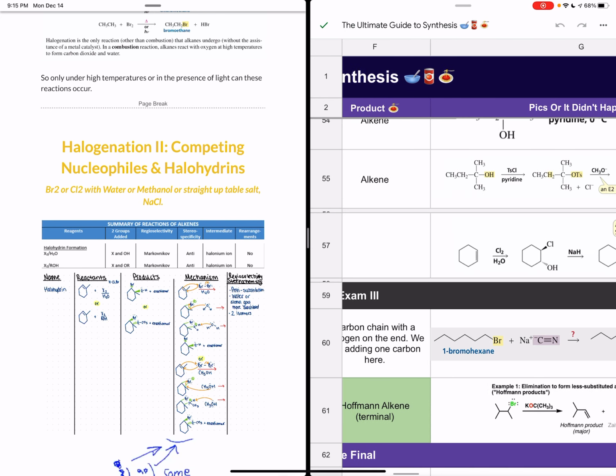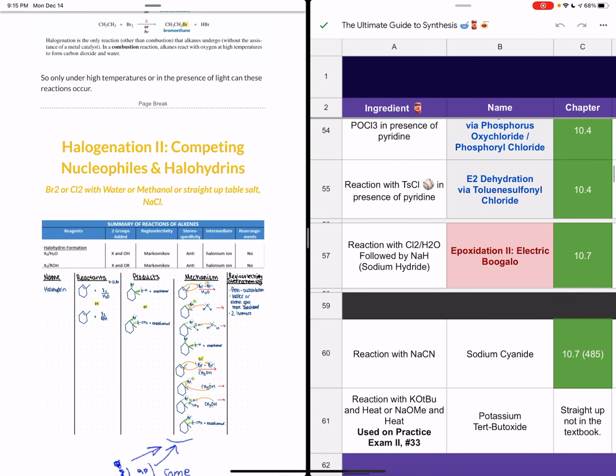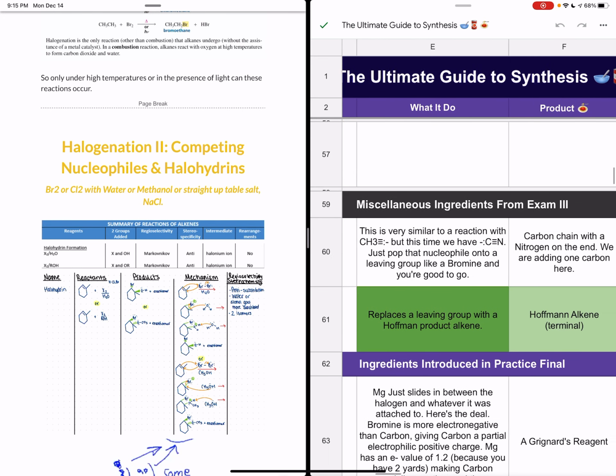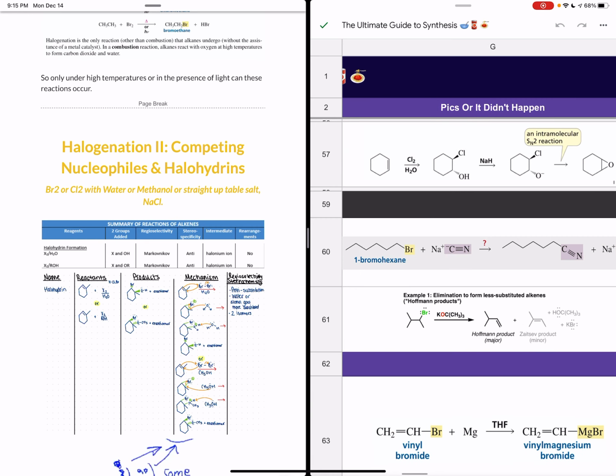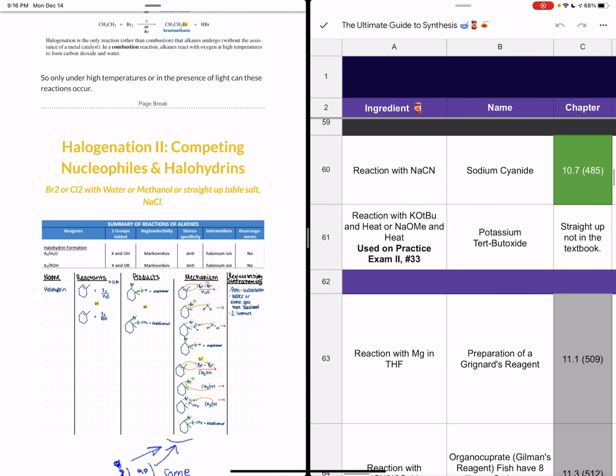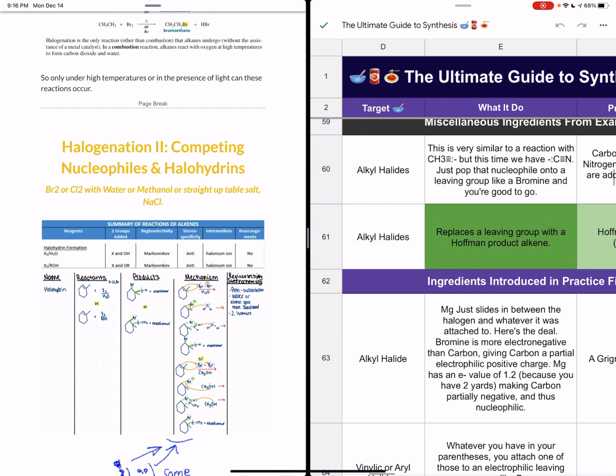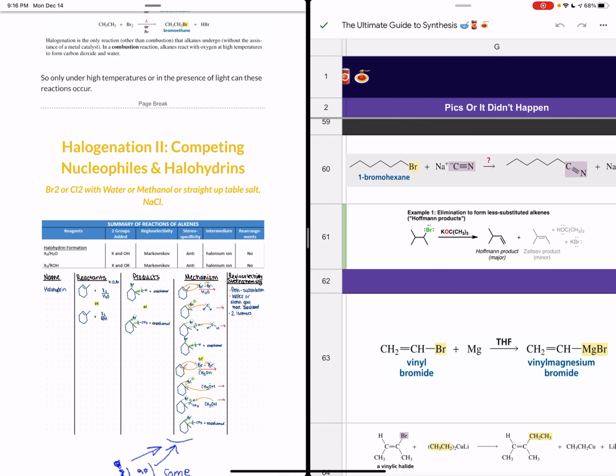Epoxidation, this is another way you can make an epoxide, which we've never really gone over. Sodium cyanide is just a way, just like acetylene, where you can add a carbon with a negative charge to a leaving group like a bromine, electrophile. KOtBu is something we use a lot. This is potassium tert-butoxide. It's a bulky base that I think is going to favor elimination. Primarily, it's going to favor Hofmann elimination, which is kind of like an anti-Markovnikov type of elimination.